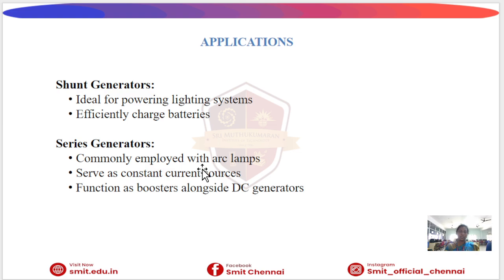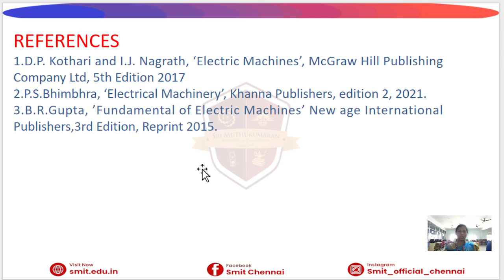What are the applications of the DC generator? The shunt generator is used for lighting systems and battery charging. The series generator is commonly used for arc lamps and constant current sources. In additional uses, DC generators are also used as boosters in DC power systems. So the DC generator plays a vital role in power plants.